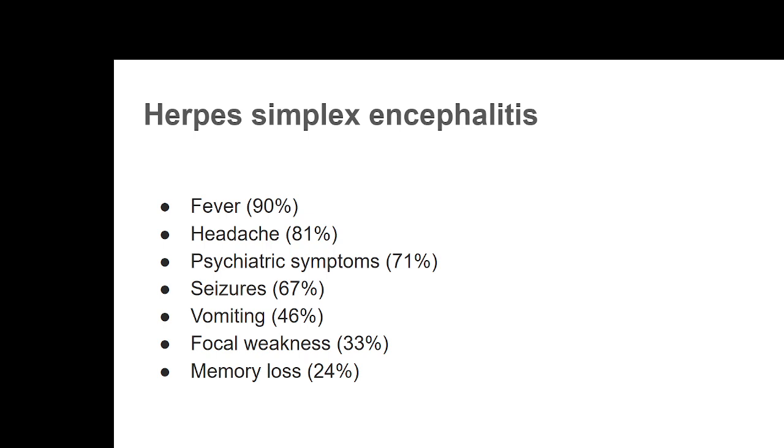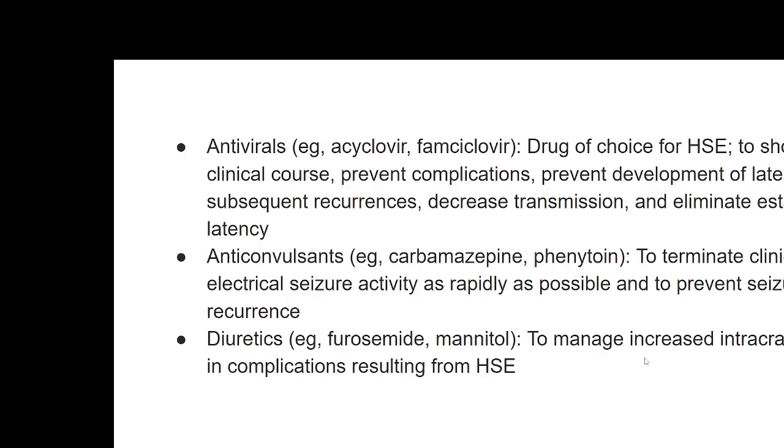Now, herpes simplex encephalitis in a child, when it occurs, the clinical presentation would be fever, headache, psychiatric symptoms, seizures, vomiting, focal weakness, or memory loss. Any of these could occur, and they are more common in children than in adults. In adults, they are less common, but when they occur, these could be the clinical symptoms presented, depending upon the statistical percentage mentioned: over 90% fever, 81% of the people would have headache, and 24% may present with memory loss. Rarely occurs in adults, and then this can be a differential diagnosis.